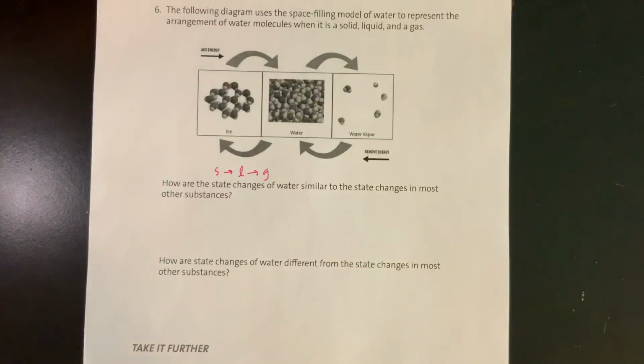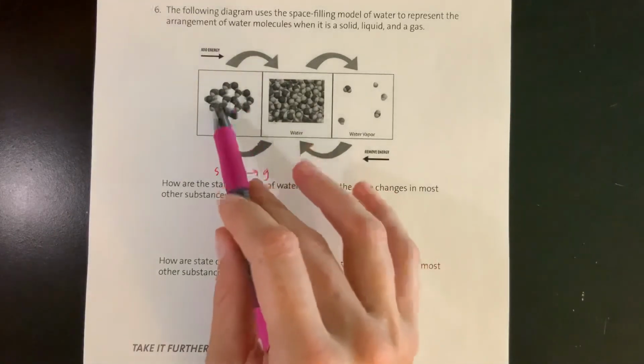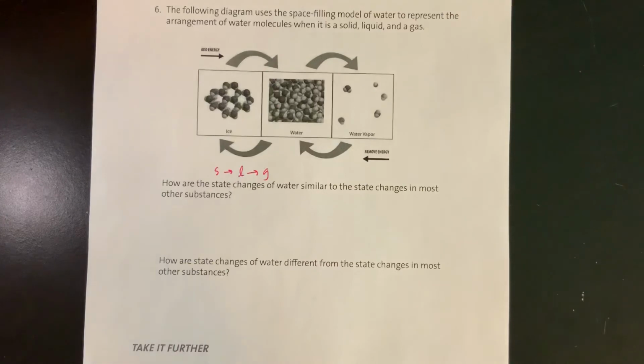If you drop some solid ice cubes into water, you'll see that the ice cubes float, and that's because water is less dense when it's a solid, when it's frozen. So that's something to think about here.